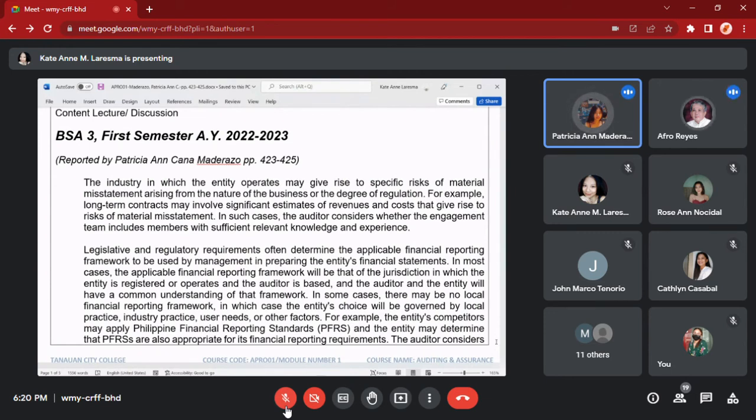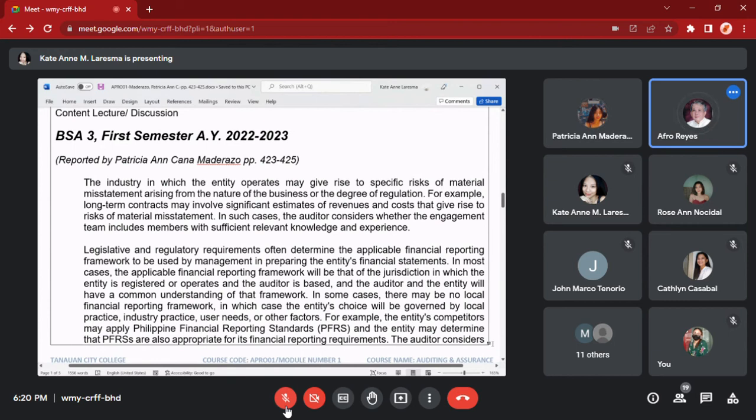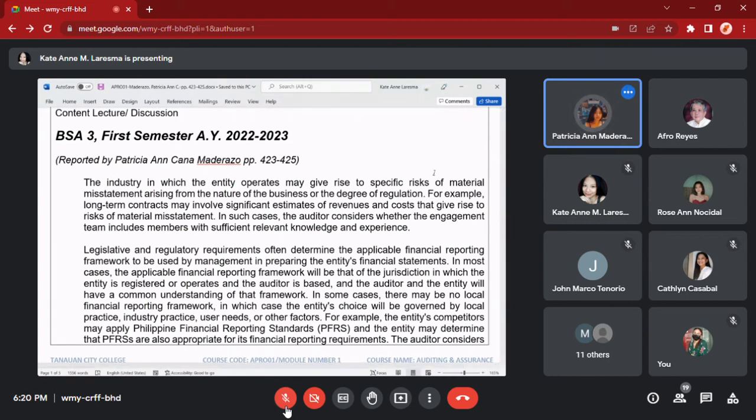In some cases, there may be no local financial reporting framework, in which case the entity's choice will be governed by local practice, industry practice, user needs, or other factors. For example, the entity's competitors may apply Philippine financial reporting standards, and the entity may determine that PFRS are also appropriate for its financial reporting requirements.